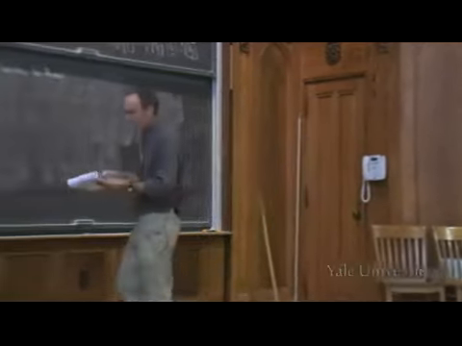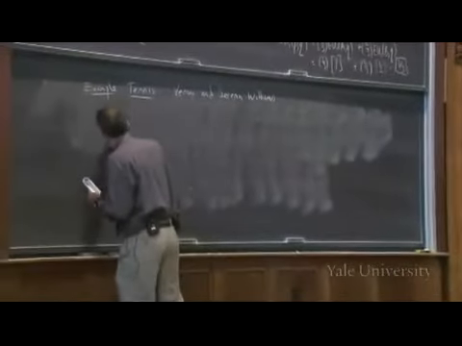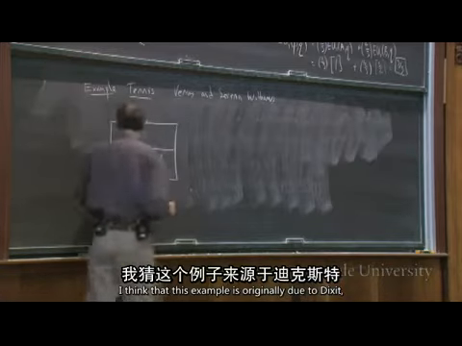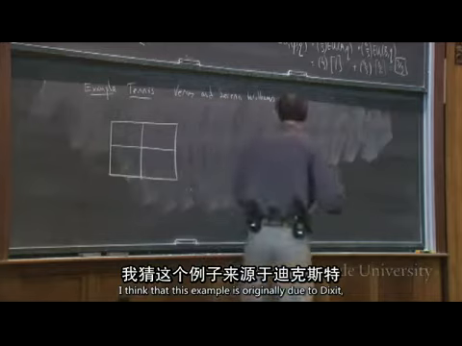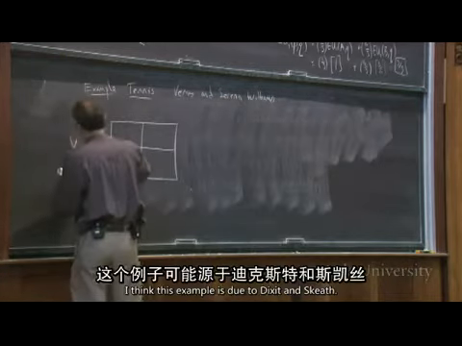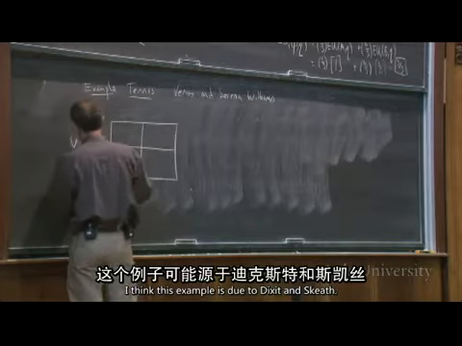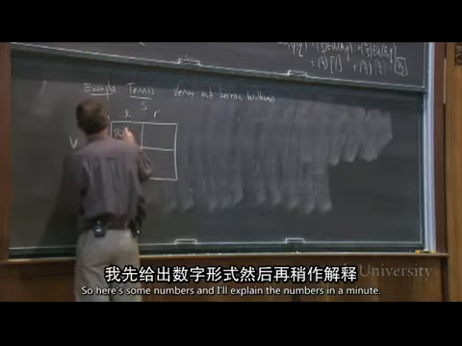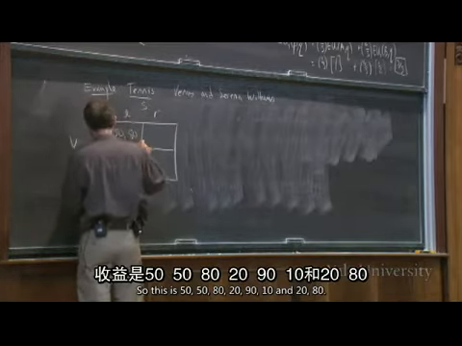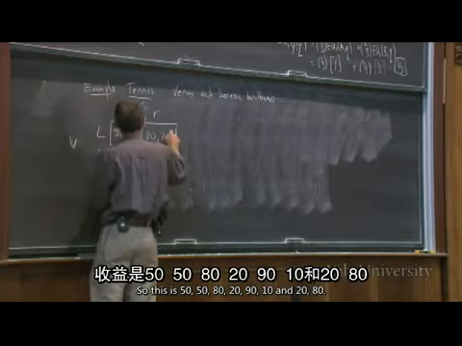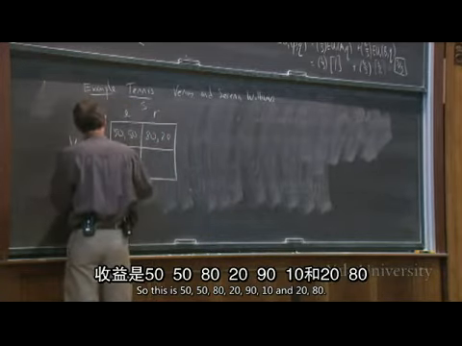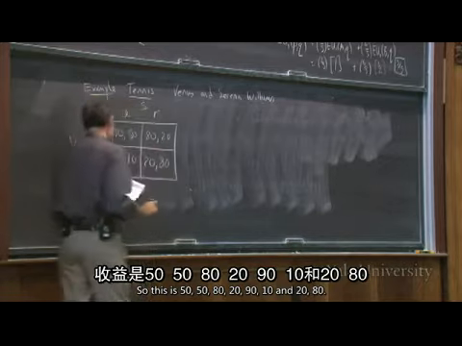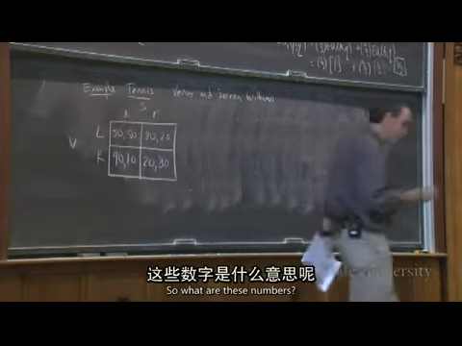All right? And let's try and put up some payoffs here. I think this example is due to Dixit and Skeath, but it's not a big deal. So here's some numbers, and I'll explain the numbers in a minute. So this is 50-50, 80-20, 90-10, and 20-80. Okay? So what are these numbers?